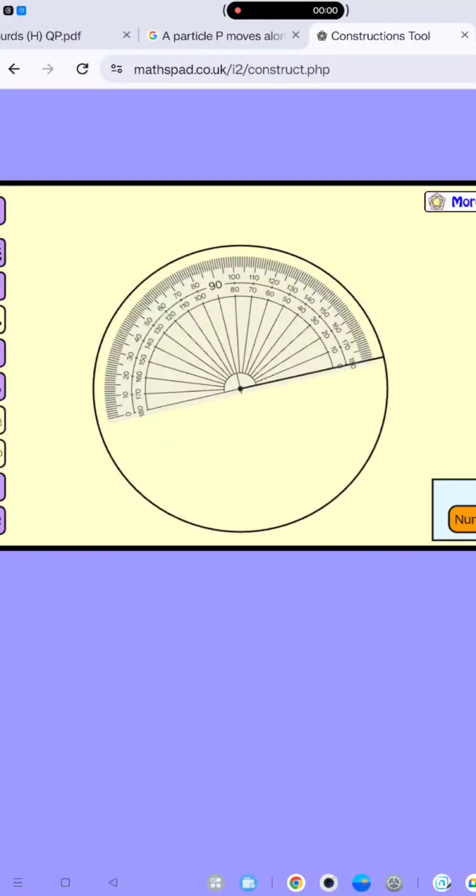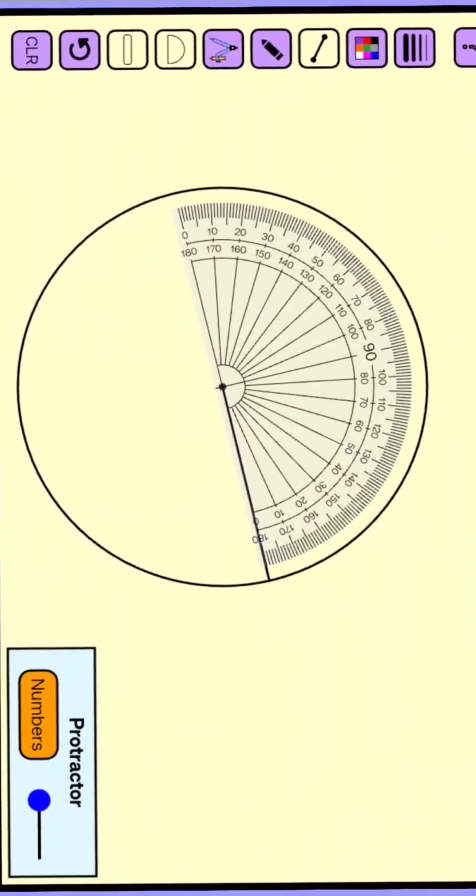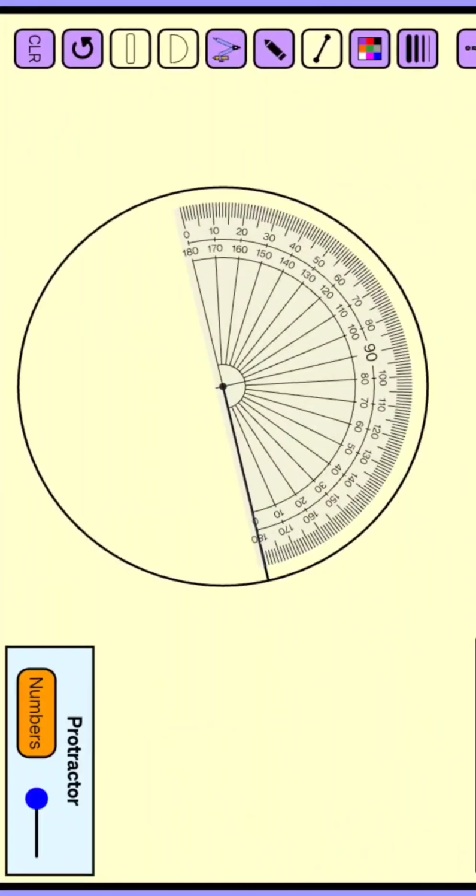It is showing a protractor. First we have to draw the circle. Next we have to take the protractor and match the center of the protractor and the center of the circle. We have taken a radius line, so it is matching with 0.